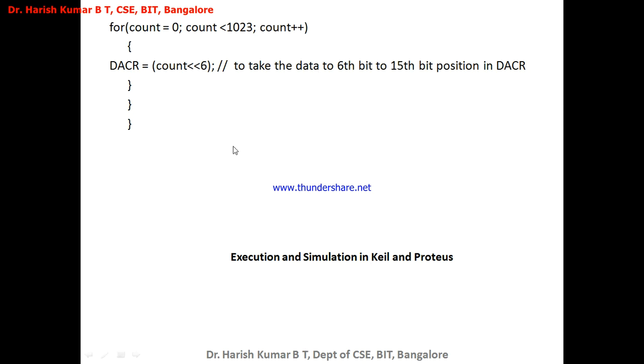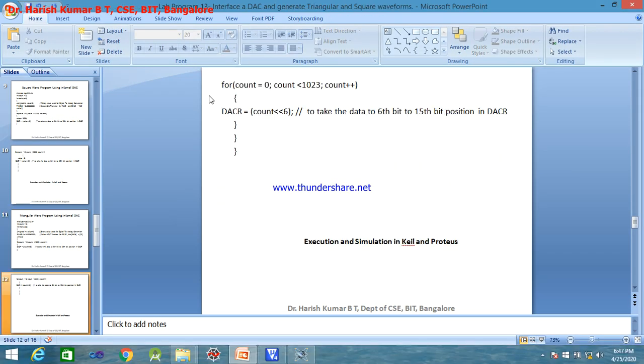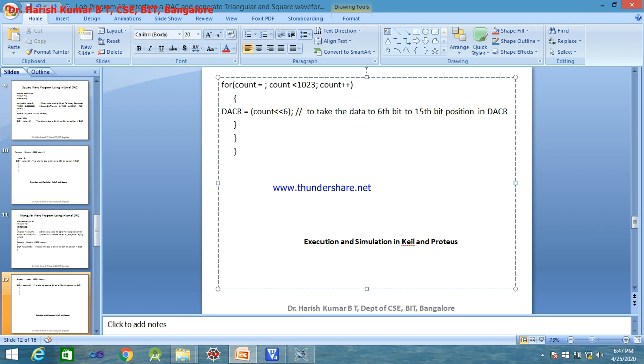And similarly here, again count 0 to less than or equal to 1023, count plus plus, DACR is equal to, oh okay, I think I made a mistake here. This is a triangular waveform, so this is wrong because I have to start it from 1023 and greater than 0, count minus minus. This is what I have to do.